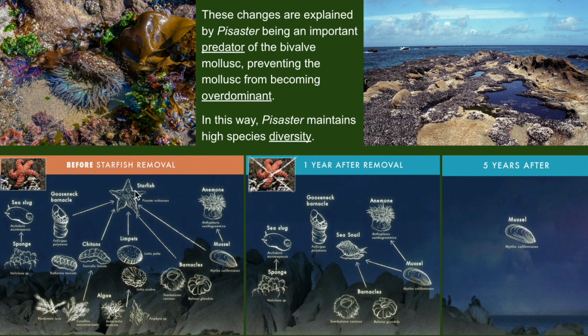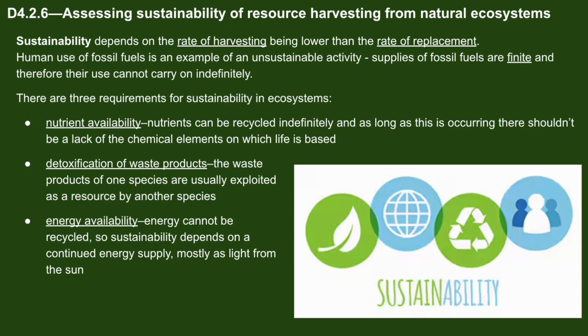So we can see that when this keystone species was removed, the biodiversity of the ecosystem collapsed and we were left with just one single species 5 years later. So that's demonstrating how a keystone species had that disproportionate effect on that ecosystem.